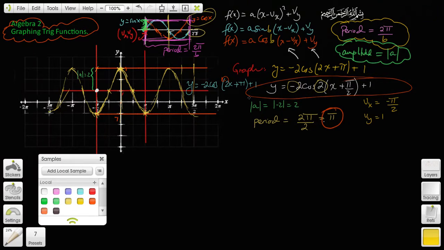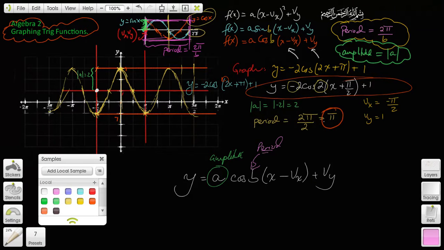Okay, so what did we learn from here? We learned the general equation for this trigonometric function is y equals a cosine of b times x minus vx plus vy, and this gave us our amplitude, and this gave us our period. Sometimes we have to factor out that b to make it look familiar, and this was a horizontal shift and this was a vertical shift, and that was reasonably, hopefully easy.